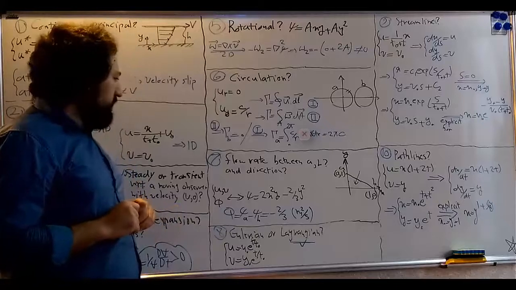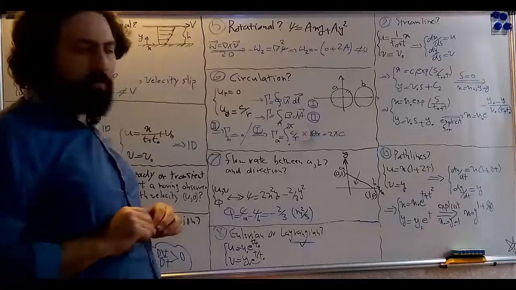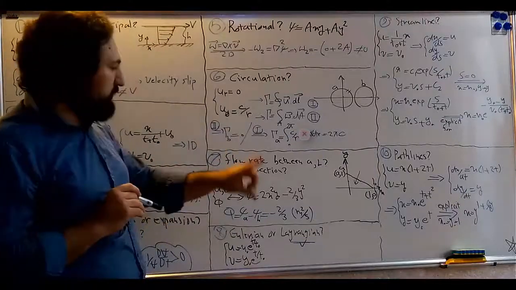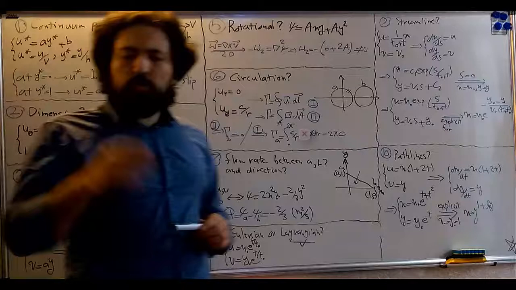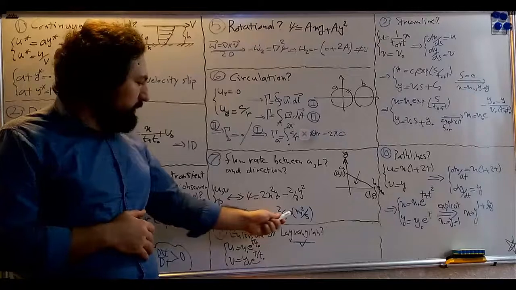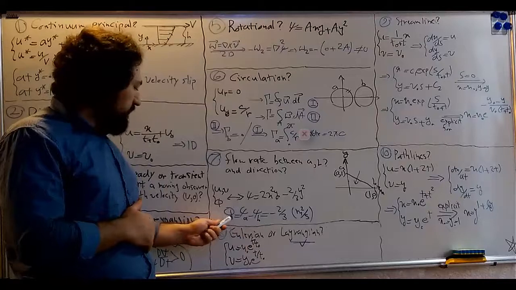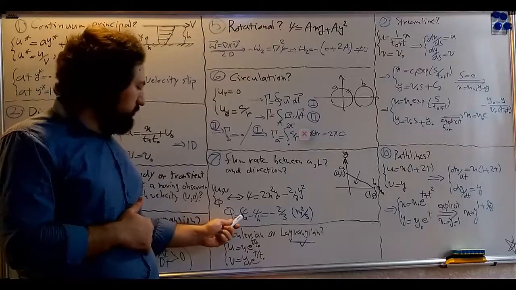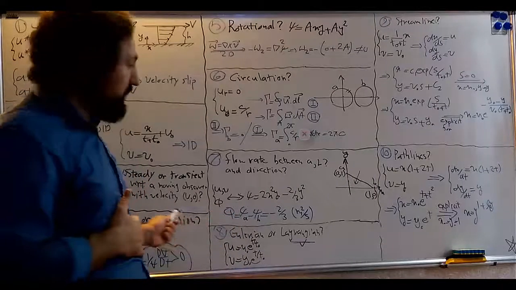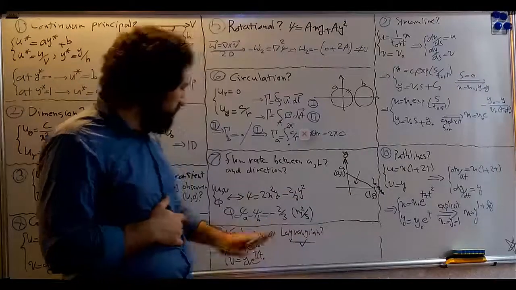Question number 7. Compute the flow rate between points A and B, and also determine the direction of the flow crossing that line connecting the two points. As you know, the volumetric flow rate in two-dimensional cases, with the units of square meter over second, Q equals the value of the stream function at the upper point, which is A here, minus the value of the stream function at the lower point, which is B here.